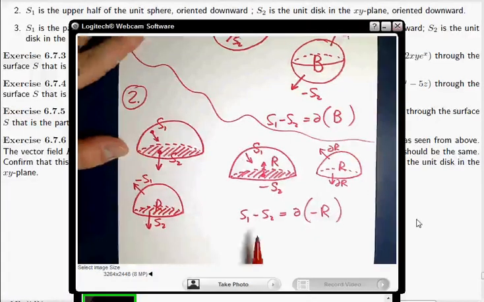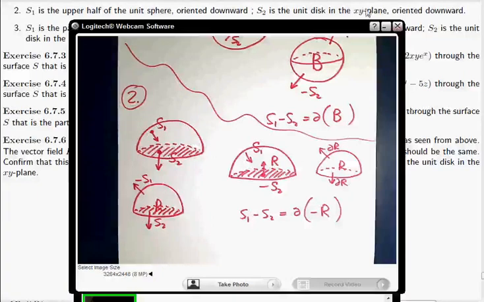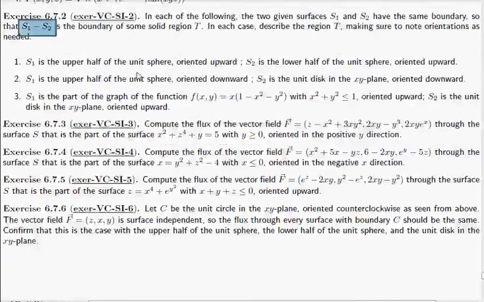In other words, the problem specifically asks S1 minus S2, look at what I've got highlighted here. S1 minus S2 is the boundary of some solid region T. Describe the region T and note orientations as needed. So specifically, we're interested in S1 minus S2, not S2 minus S1. Cool? Okay.